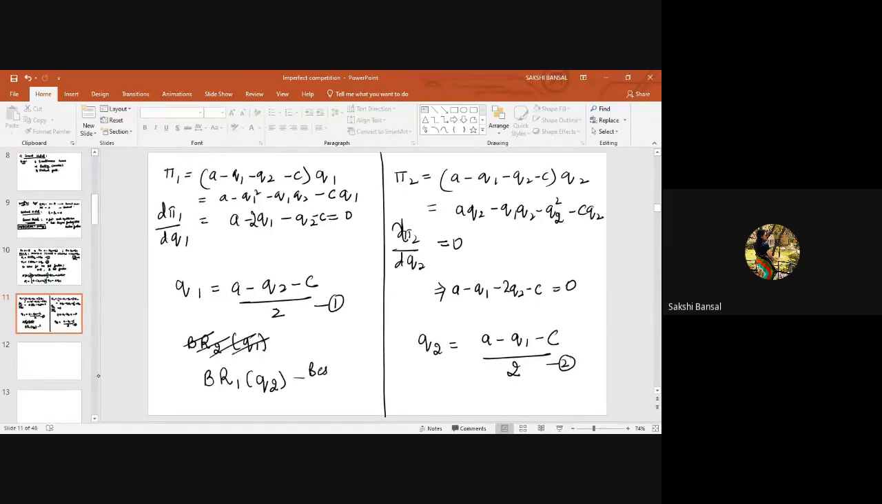Best response function of firm 1. And this is the best response function of firm 2 when I'm fixing the quantity of Q1. Okay? Now I have two equations, two variables. Can I solve for Q1 and Q2?